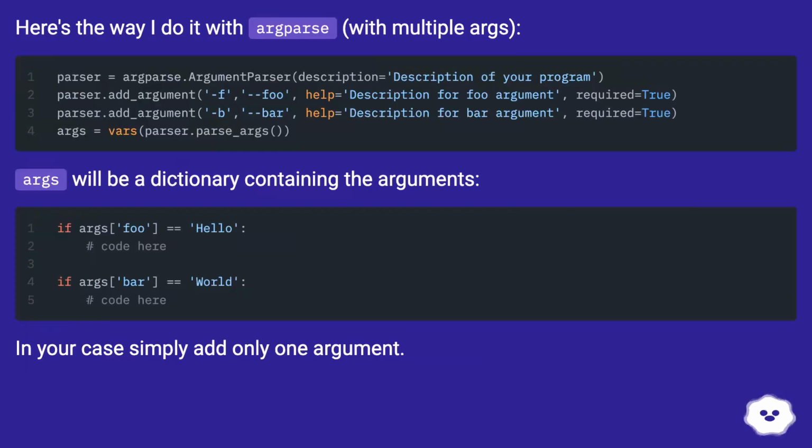Here's the way I do it with Argparse, with multiple args. Args will be a dictionary containing the arguments. In your case, simply add only 1 argument.